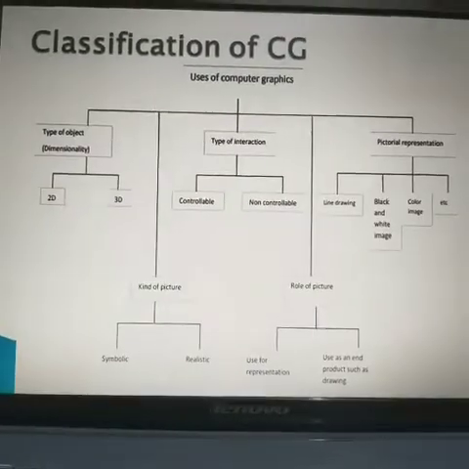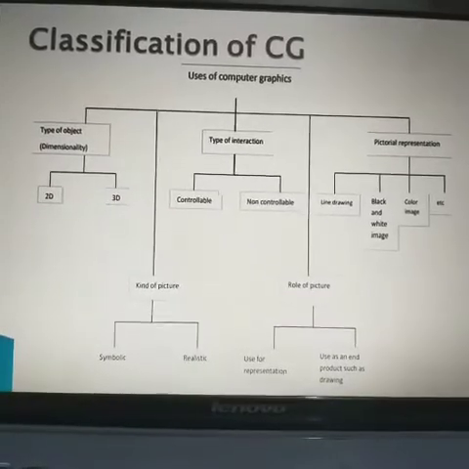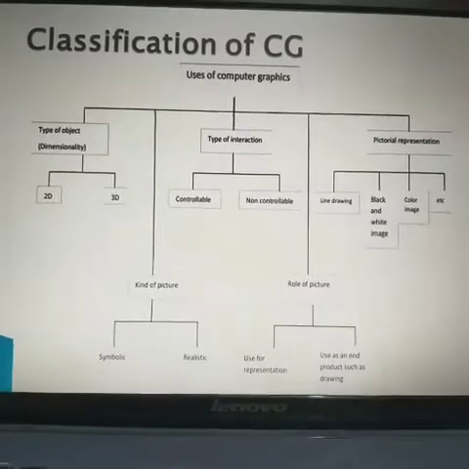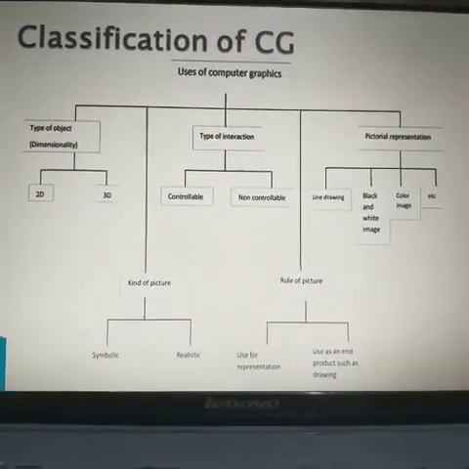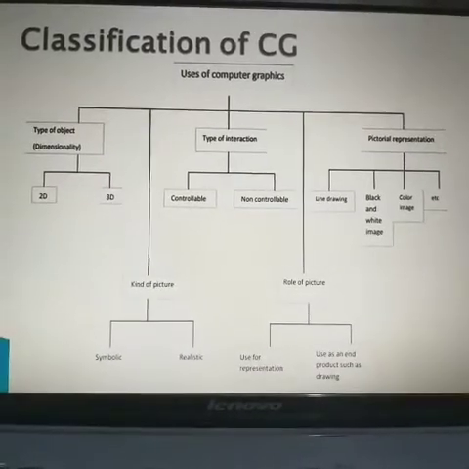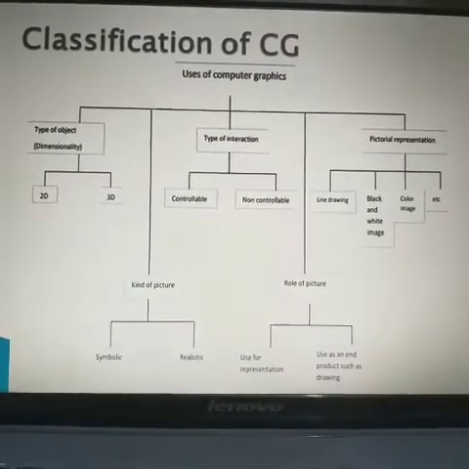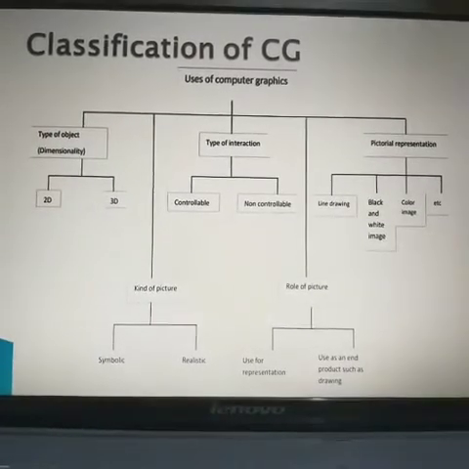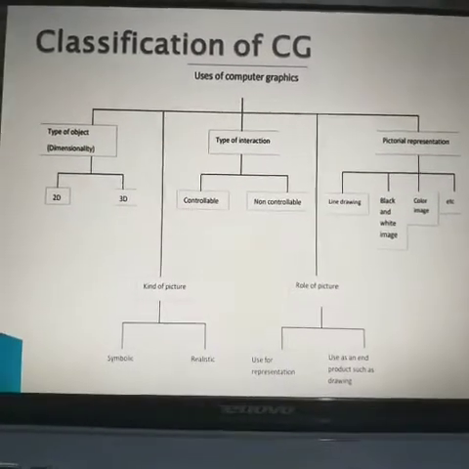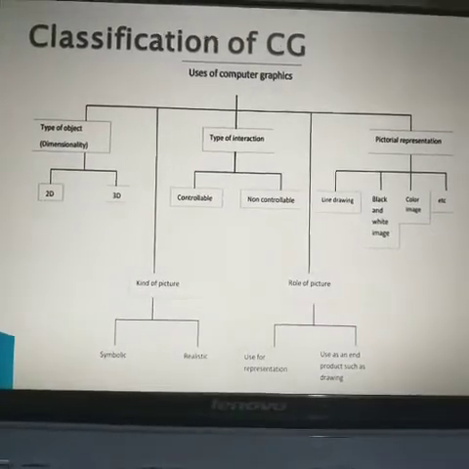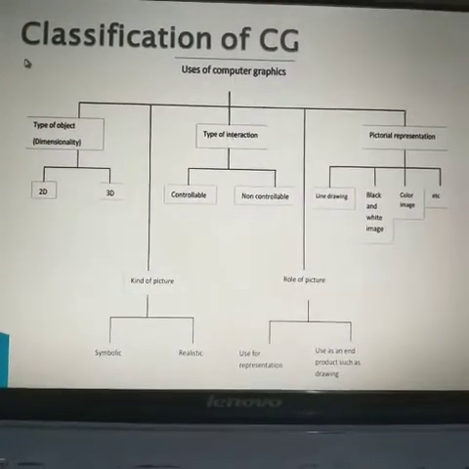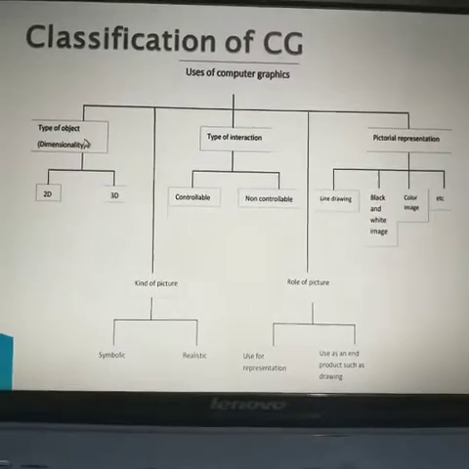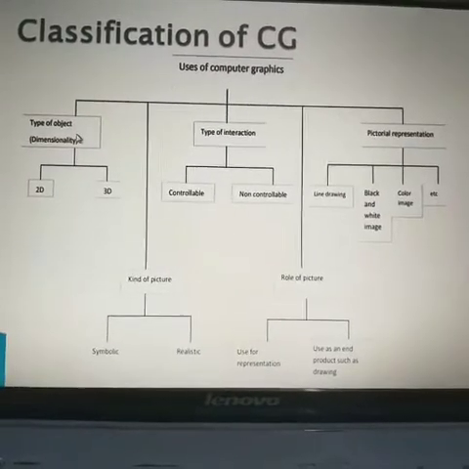Good afternoon, students. In the last lecture of computer graphics, we discussed the definition of computer graphics, its goals, and some of its modeling components. In this lecture, we discuss the types of computer graphics, their classification based on various types and various methods. The first one is the type of object.